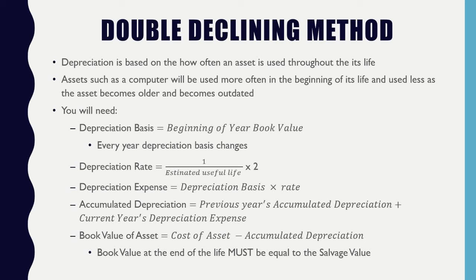So in this case, the formula for the depreciation rate is going to be 1 over, or divided by, the number of useful life years, and we're going to multiply it by 2, because hence the word double declining, meaning we're going to depreciate it twice as much. So 1 over the useful life, which makes it a fraction, multiplied by 2. And then last but not least, we have the depreciation expense, which is going to be the basis times the rate.